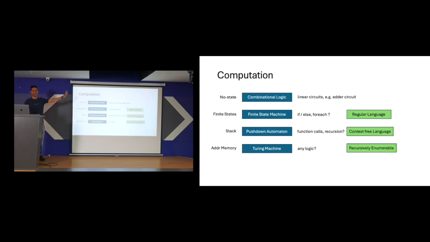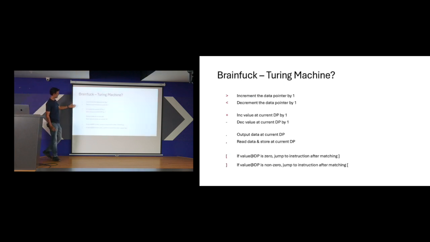There's a thing about Chomsky's hierarchy about what kinds of languages map to some of these levels of computation. I'm not going to get into it. It's only going to be overburdening you. So the question is, is Brainfuck a Turing machine? Let's look at our favorite VM again.